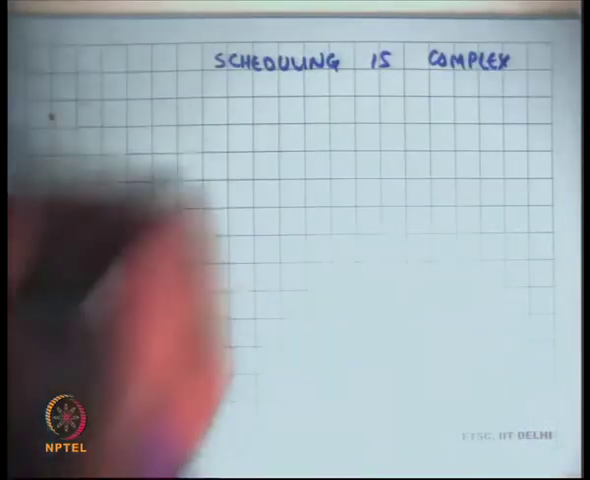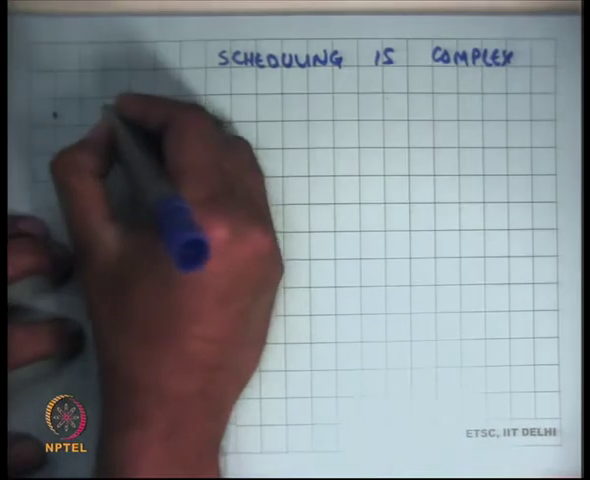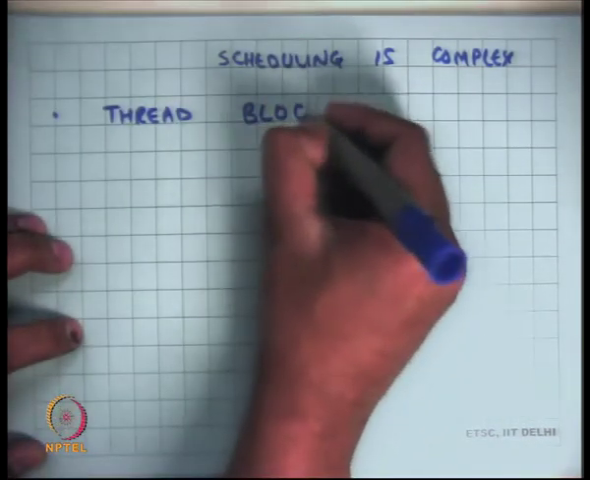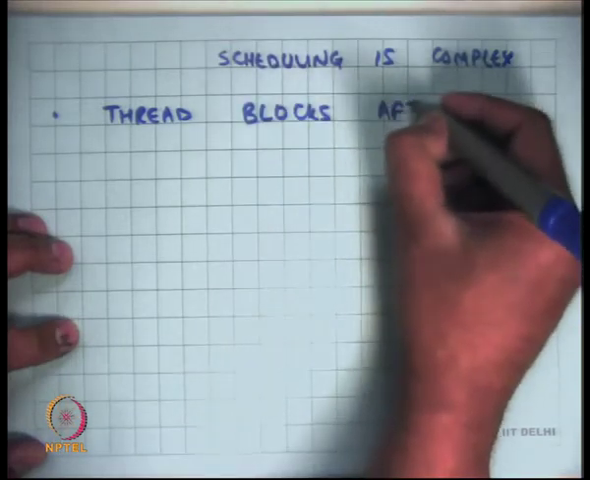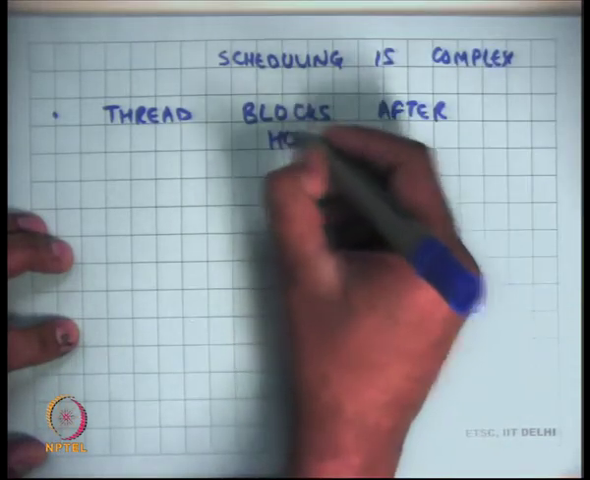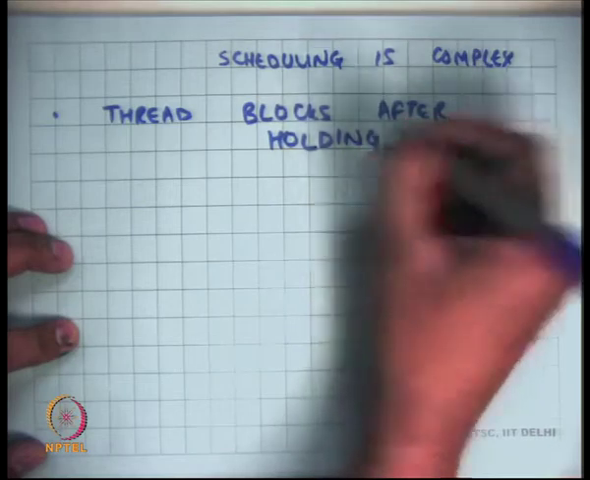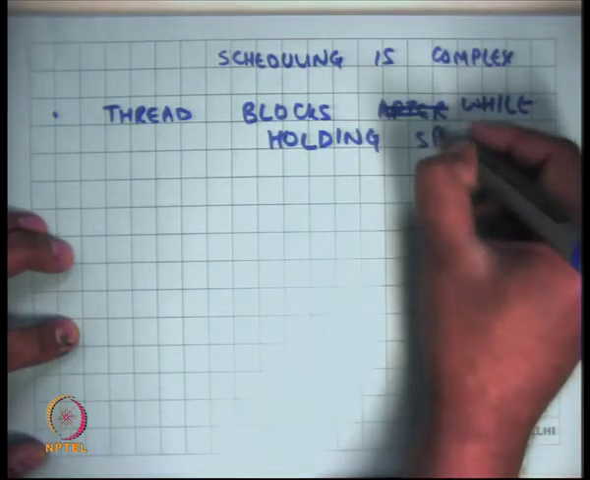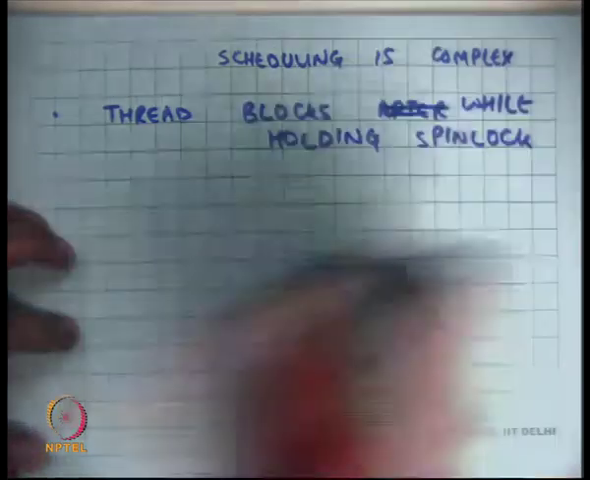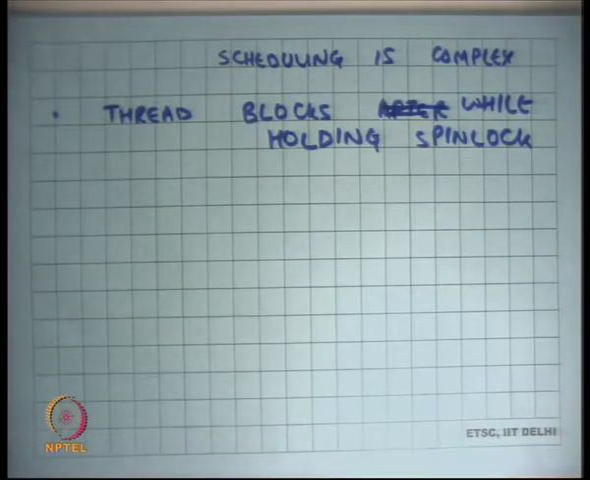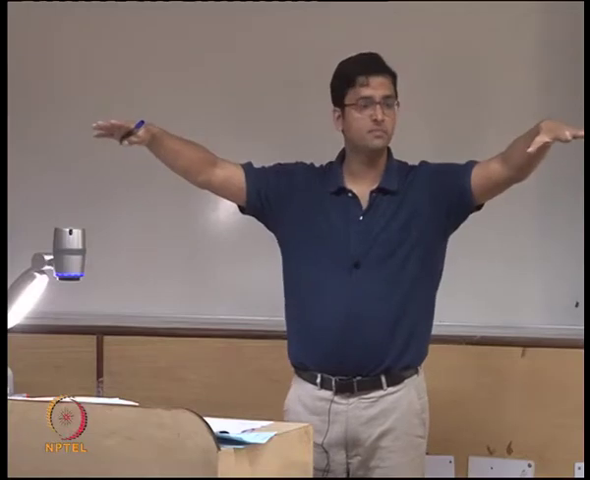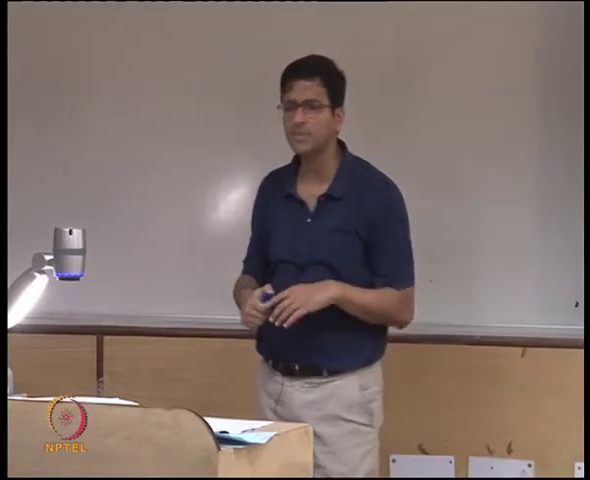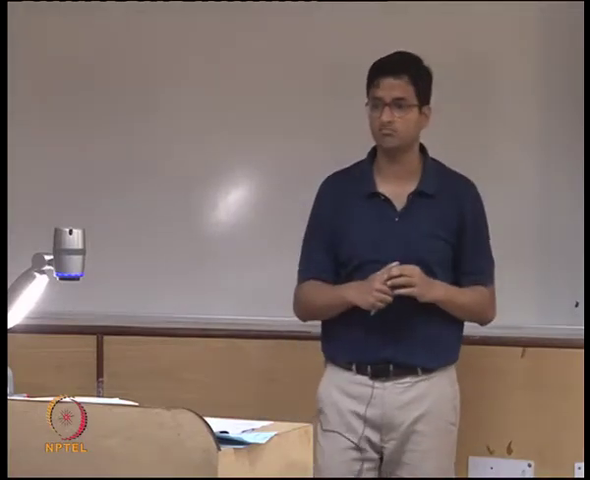All right. So one example is a thread blocks while holding a spin lock. So let's say there are 10 threads in the system, and they are all wanting to operate on some shared data, and so they need to have a common lock, right?